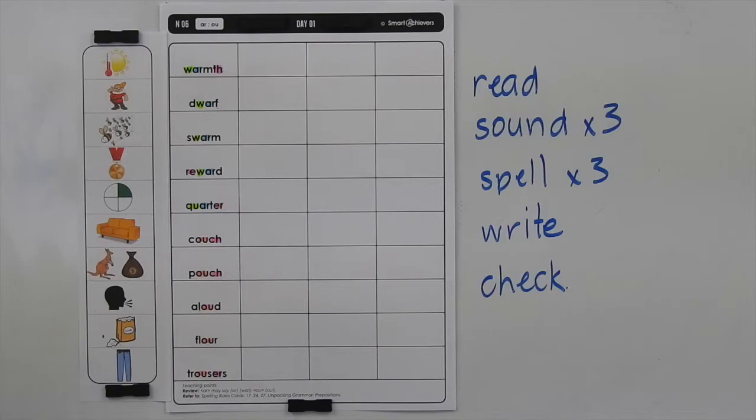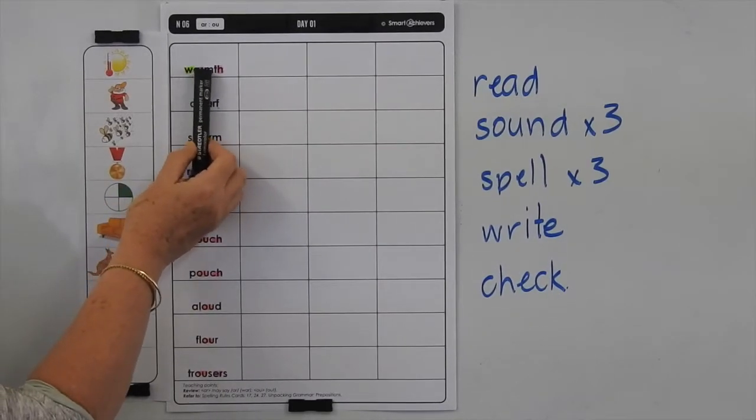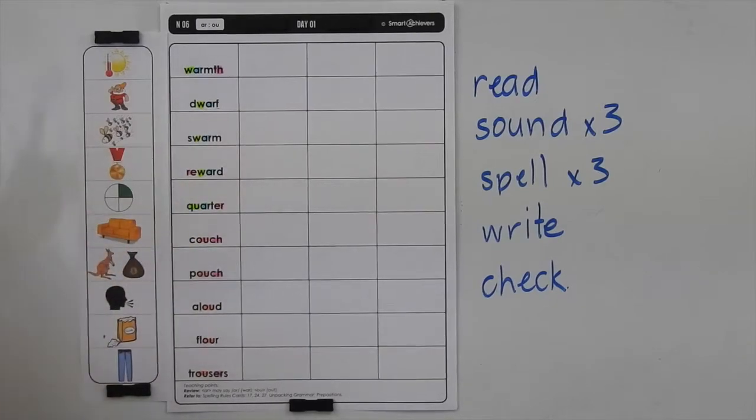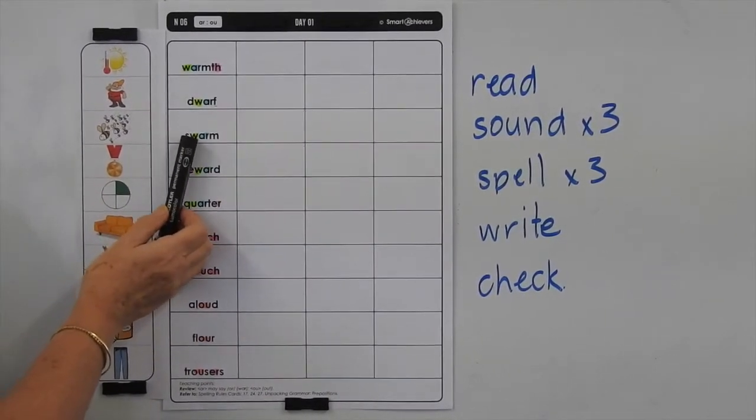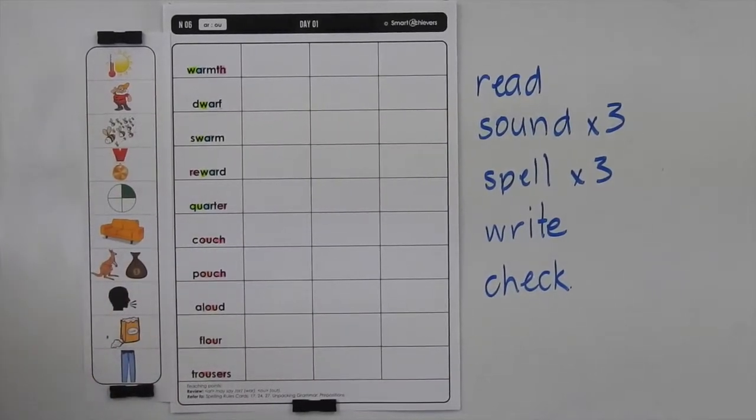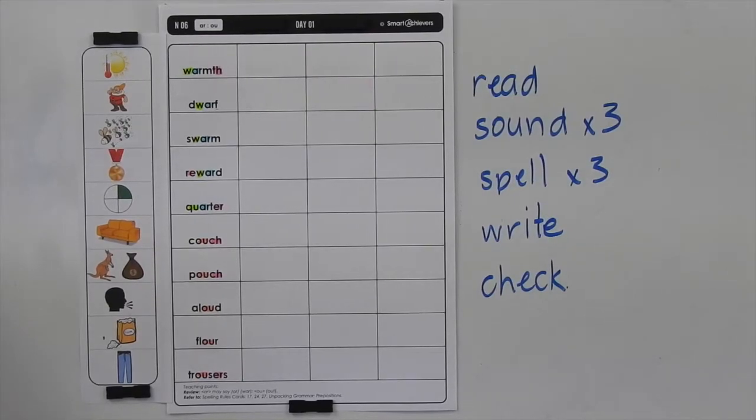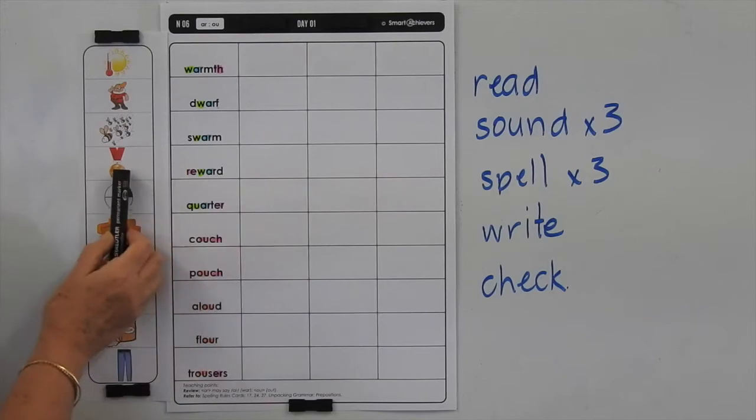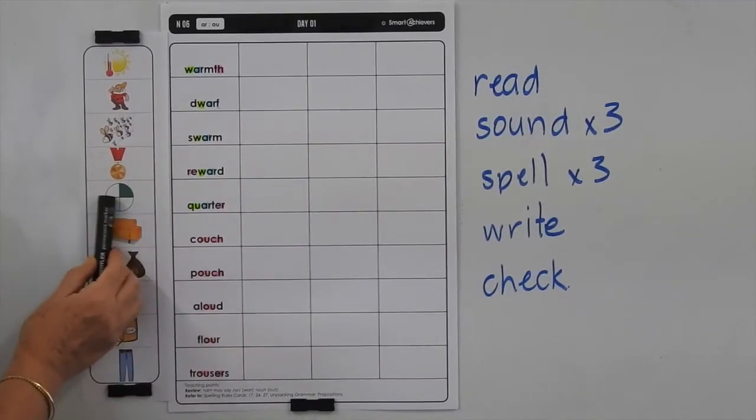Okay, so what do these words mean? Warmth means it's not hot, it's not cold, it's an in-between temperature. The warmth of something makes you feel comfortable. Dwarf is a little person, or if you've read Snow White and the Seven Dwarfs, it talks about the little people that help to rescue her. Swarm is a group of insects. A reward may be a prize that you get for doing something well. Quarter is 1 part of 4.